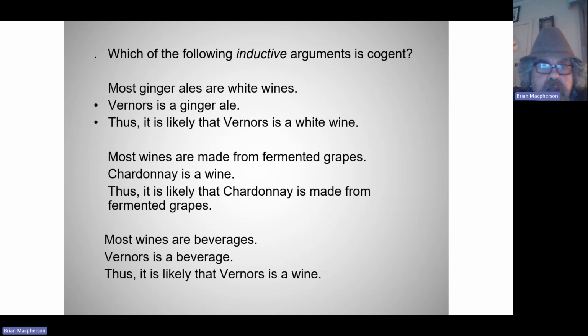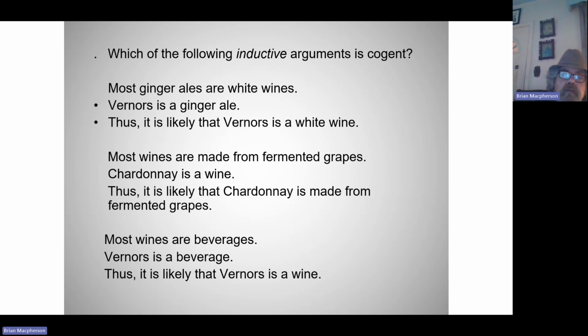Chardonnay is a wine. That's true, right? So we have an argument where the premises lend strong support to the conclusion. And in addition, the premises are both true. So we say that the second argument is cogent. All right. Now let's look at the argument below that. Most wines are beverages. Werner's is a beverage. Thus, it is likely that Werner's is a wine.